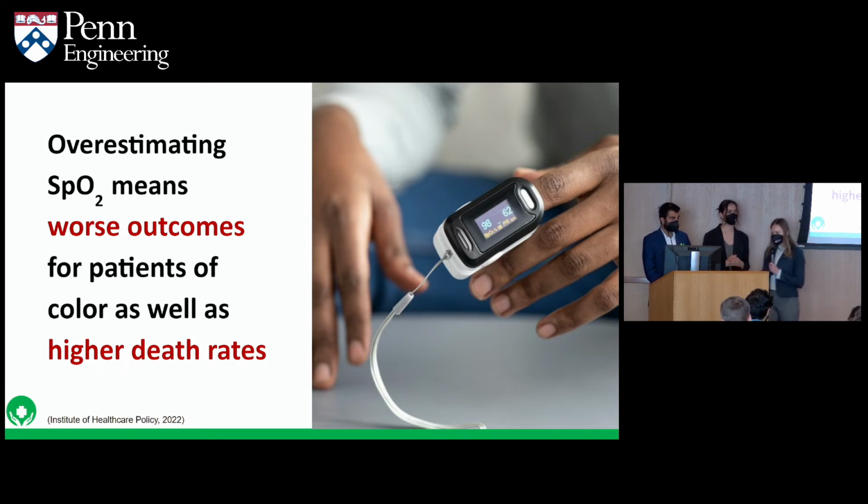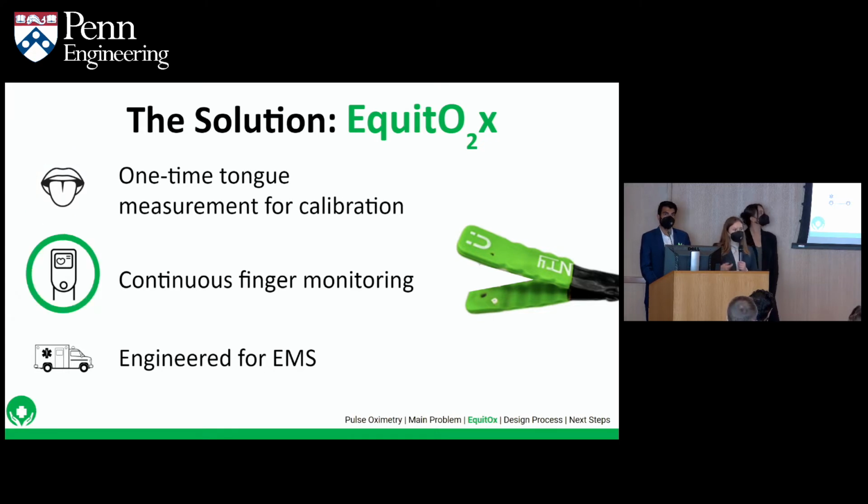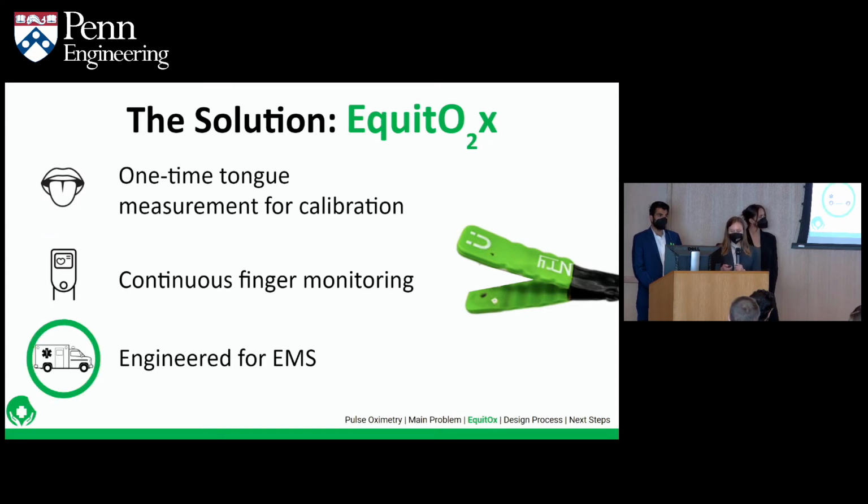Thanks. So our solution is EquitOx, a more equitable pulse oximeter. EquitOx takes a one-time measurement on the tongue for calibration and then performs continuous monitoring on the finger. This one-time tongue measurement helps address racial inequity because the tongue has less variation in pigmentation, and studies have shown that tongue SpO2 readings are actually more accurate than finger readings. Finally, EquitOx is engineered for use in an EMS pre-hospital environment where accurate pulse oximeter readings are often lacking.